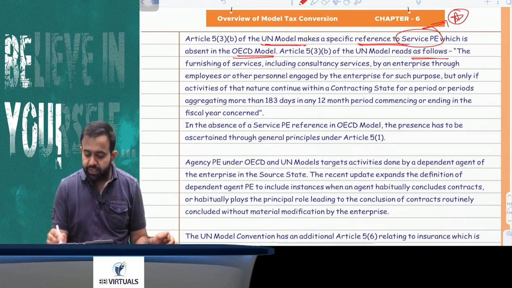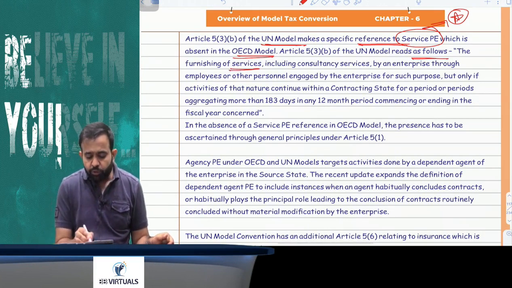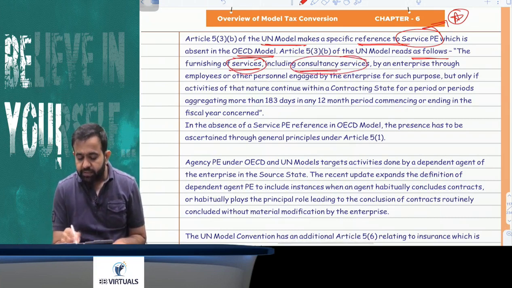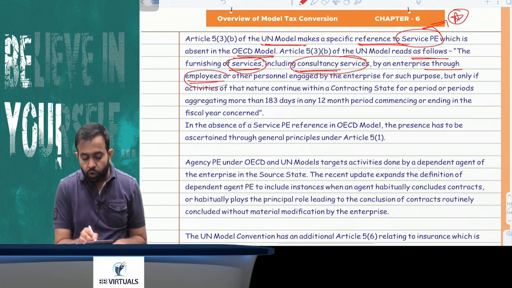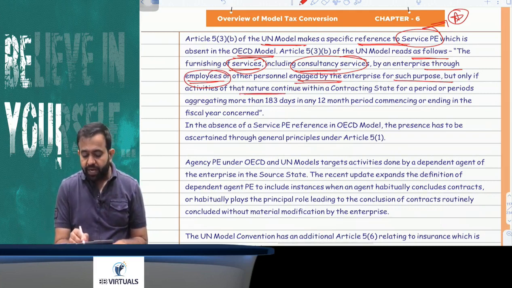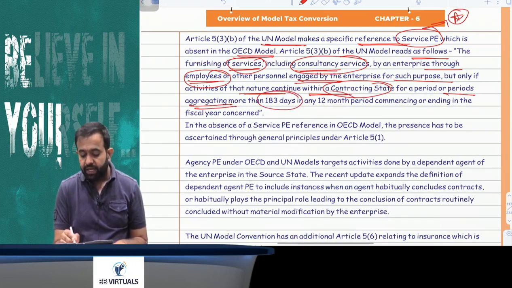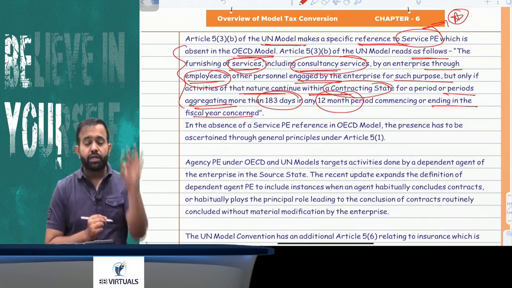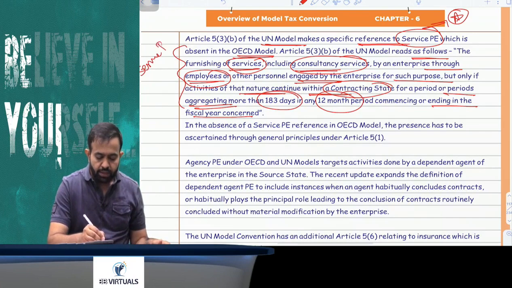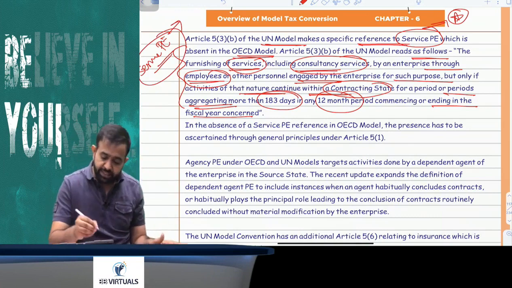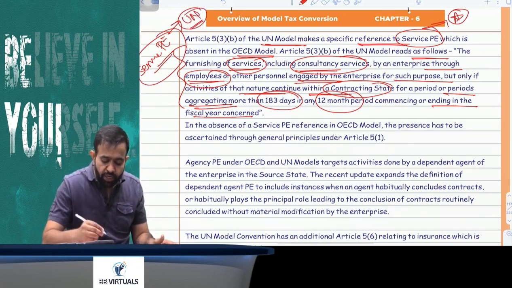Article 5.3(b) of the UN model reads as follows: the furnishing of services, suppose you are furnishing services in another country, including consultancy services by an enterprise through employees or other personnel engaged by the enterprise for such purpose, but only if activities of that nature continue within the contracting state for a period or periods aggregating more than 183 days in any 12-month period commencing or ending in the fiscal year concerned. So there is an article called service PE, and this part is not there in the OECD model. It is present only in the UN model.